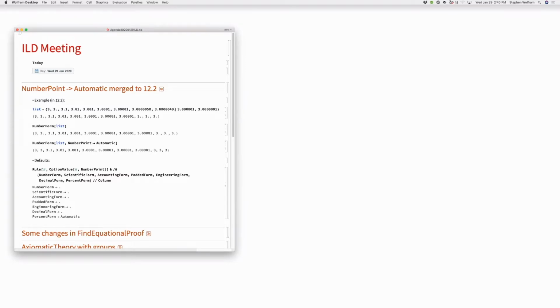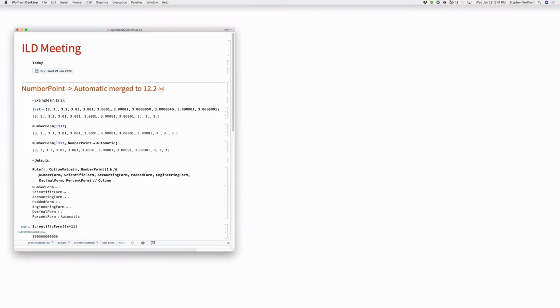What will ScientificForm do with an exact number, if you want to just test it real fast? Yeah, right. Nothing, which is probably wrong. I mean, that probably should come back as 3 times 10 to the 11. I don't see why it wouldn't. Well, exact numbers like integers and fractions and rationals do not do anything under any of these. Yeah, I don't think we want to be changing that. Fine.